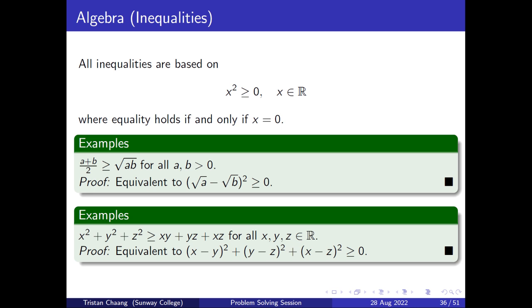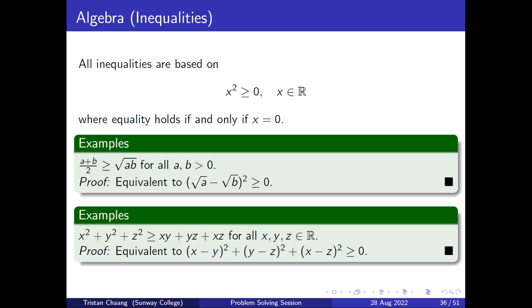And then the second example here is a bit complicated, but you can still base it on the same idea. The x squared plus y squared plus z squared minus xy minus yz minus xz. Apparently you can times 2 and then simplify it into a whole bunch of squares. So yeah, using this concept, we can solve quite a few problems.